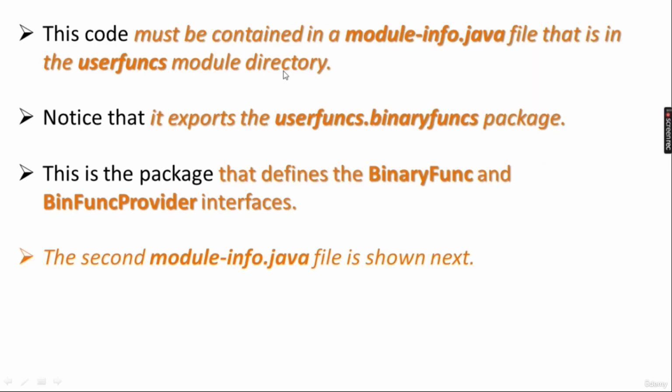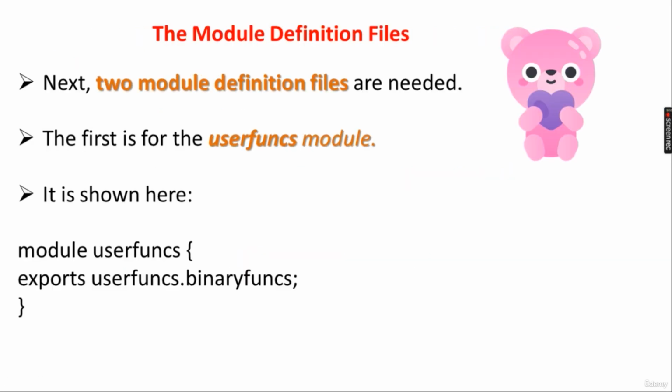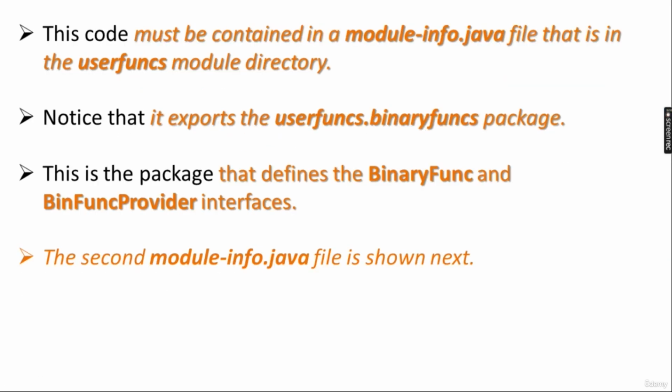This code must be obtained in a module-info.java file that is in the userfunctions module directory. Okay, it exports the userfunctions.binaryfunctions package. This package is the package that defines the BinaryFunction and BinaryFunctionProvider interfaces. So the binaryfunctions package defines both the BinaryFunction interface and also the BinaryFunctionProvider interface.